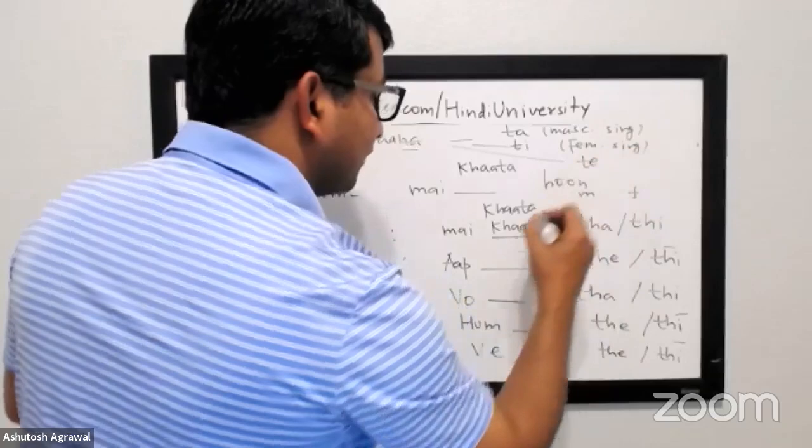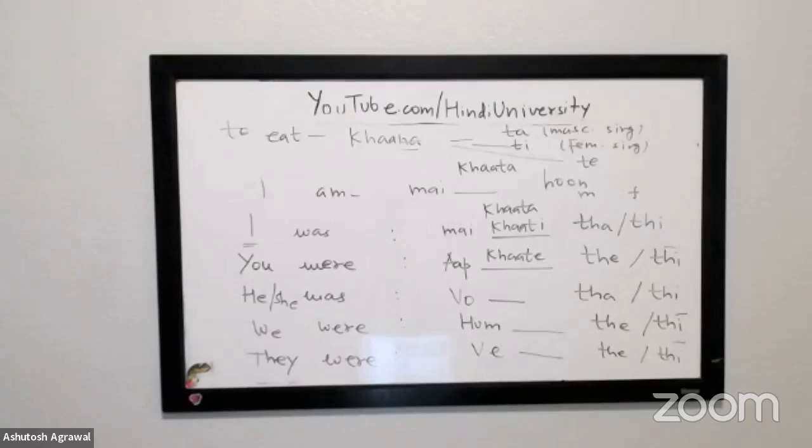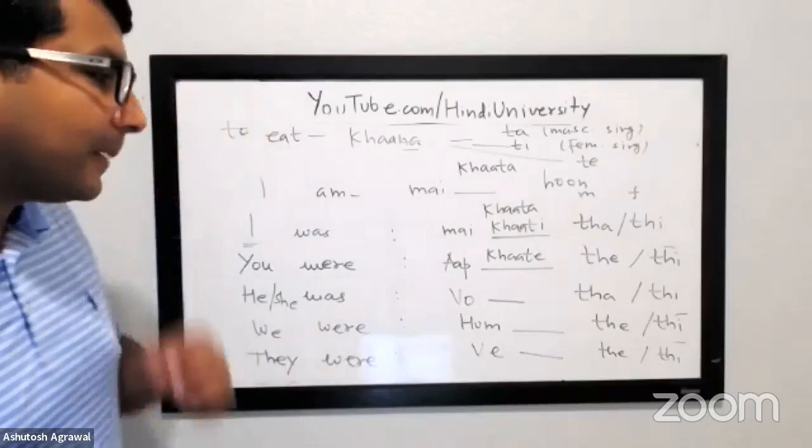Okay, so aap pizza khate the and aap pizza khati thi. Okay, so aap khate the. Generally speaking, if you are giving respect, you can use this for both of them. Okay, there's no problem. But if you want to be explicit, then you can say aap pizza khati thi versus like this. So, aap khate the.